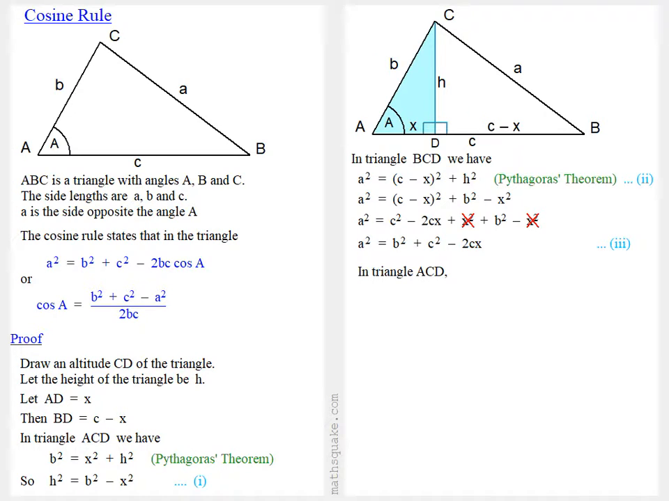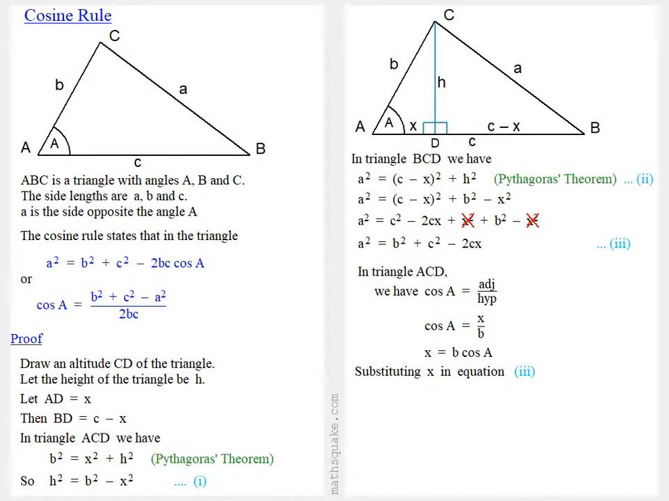Now if we look in the triangle ACD, we see that the side x is the adjacent side, and we see the side b is the hypotenuse. Now we know that the cosine of A is equal to the adjacent over the hypotenuse, so cosine of A is equal to x over b. And if we multiply both sides by b, we have x equals b cos A.